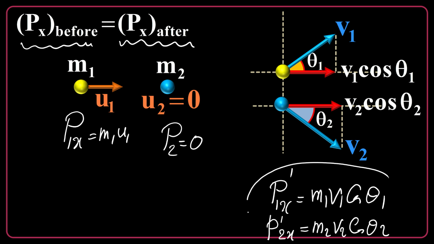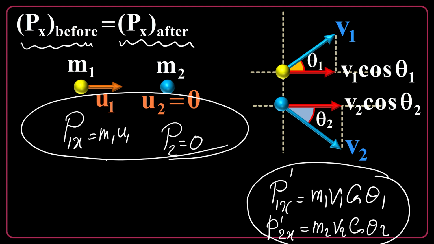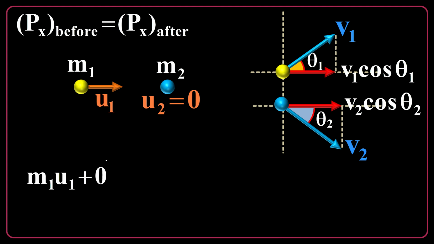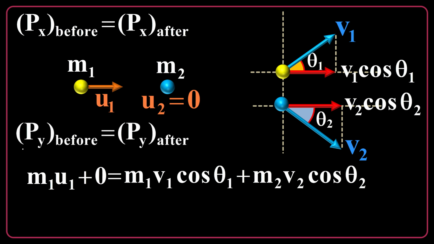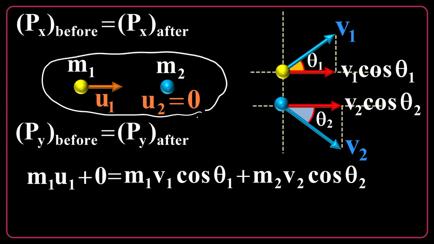The total momentum in horizontal direction after the collision will be equal to the total momentum before the collision in horizontal direction. So let's put them equal. This is the total momentum before in horizontal direction. This is the total momentum after in horizontal direction. This is the first equation, and the second equation is going to be generated out of the vertical direction. Anyway, in vertical direction, also the total momentum before and after are going to be equal, but we have already simplified the question. Why? Because in vertical direction, I have no momentum before the collision.